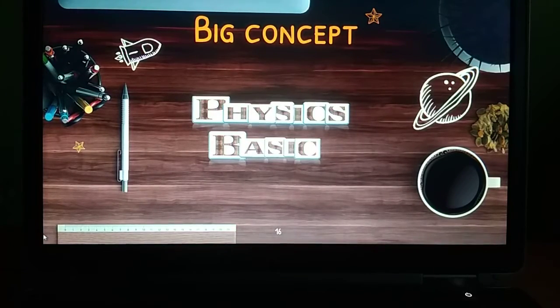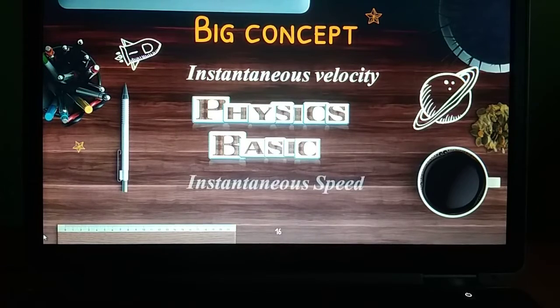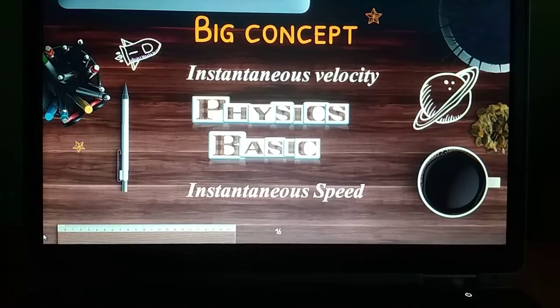Now the next big concept is instantaneous velocity and instantaneous speed. Instant. We are asking a word, instant. Instant means at a particular time.